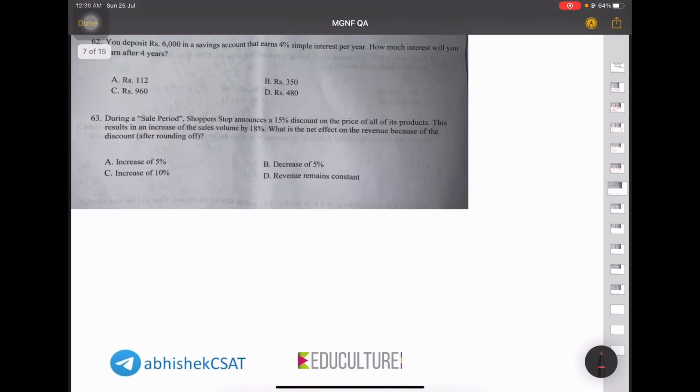You deposit rupees 6000 in a savings account that earns 4% simple interest per year. How much interest will you earn after 4 years? Simple one. 4 into 4, 16. 16 into 6, 960. No need to write even the formula. Okay, if you want, this is P T R.